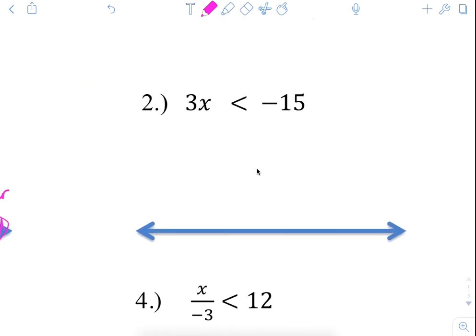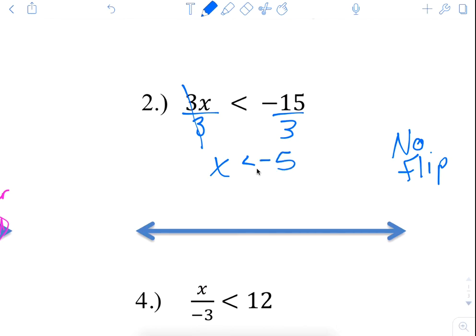Number 2, can I simplify? No, I need to solve it. If I'm looking at this problem, how would I solve for x? I need to get rid of the 3. It is multiplying, so that means I'm going to divide on both sides. Do I need to flip? No, we are not flipping. Put no flip. Okay, my answer comes out. Keep the same sign. X is less than a -5.